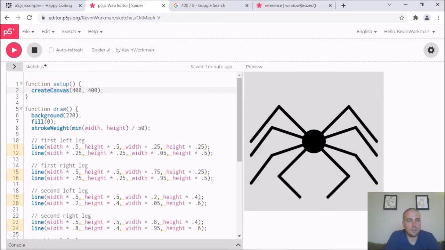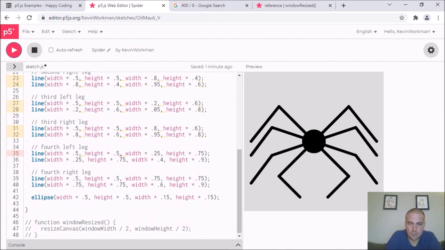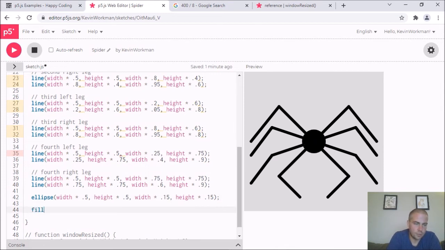So sure, maybe I'll add a little face. Maybe that'll help me figure out what I want the legs to look like. So what do I want to do? I want to maybe fill with white and then maybe add some eyes. So I want an ellipse, and I want it to kind of be in the upper left and the upper right corner of my spider.